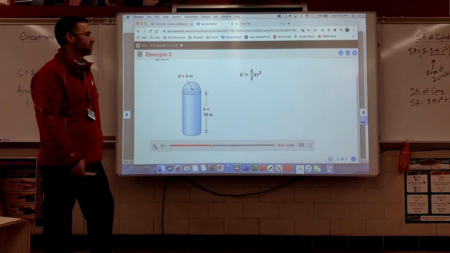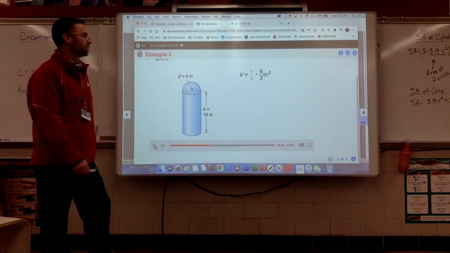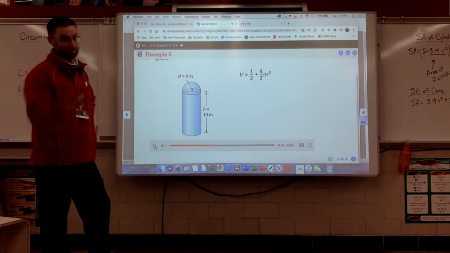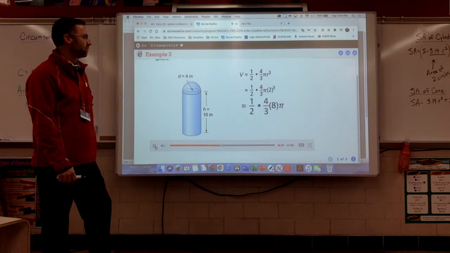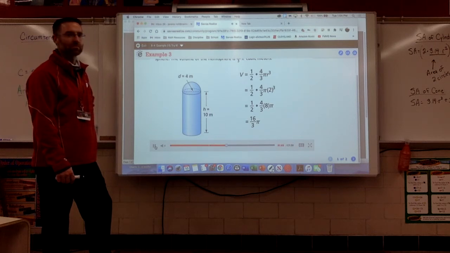A hemisphere is half of a sphere, so its volume is 1/2 the volume of a sphere. The diameter of the sphere is 4 meters, so the radius is 2 meters. Simplify the expression to find that the volume of the hemisphere is equal to 16/3 times pi cubic meters. That's true.